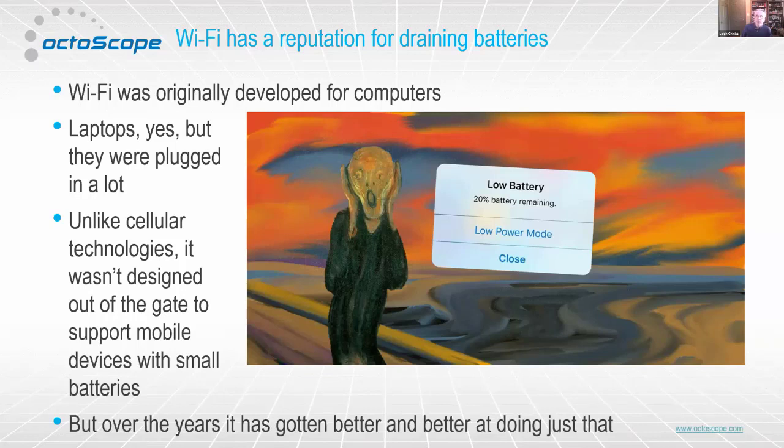They had a lot of power, and unlike cellular technologies, which right out of the gate were designed for devices that you were going to be carrying around with you, it wasn't so much designed for that. And so that's how it got its initial reputation. But over the years, it's actually gotten a lot better at handling those kinds of small battery-powered devices.